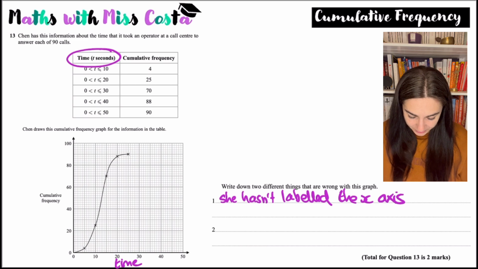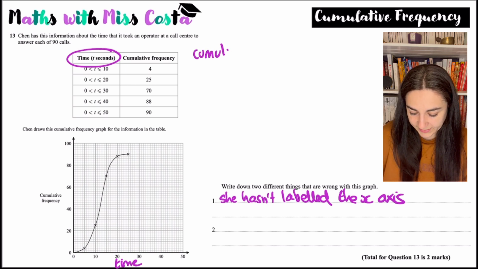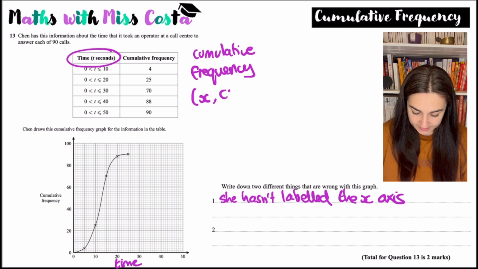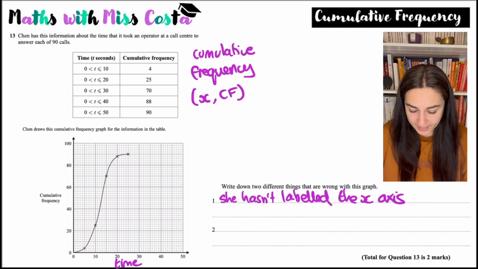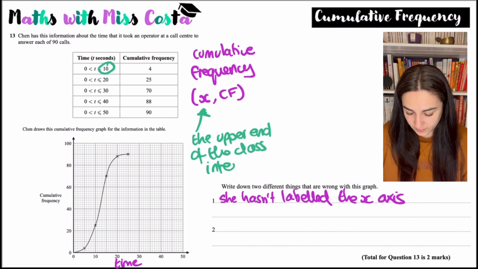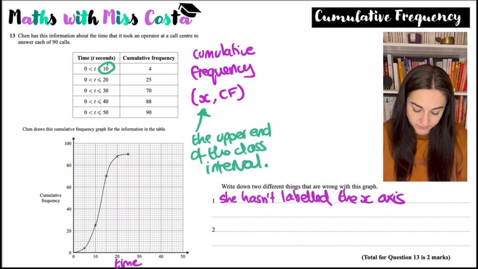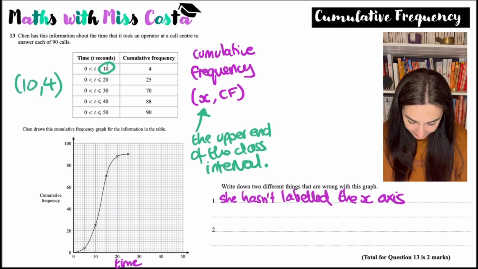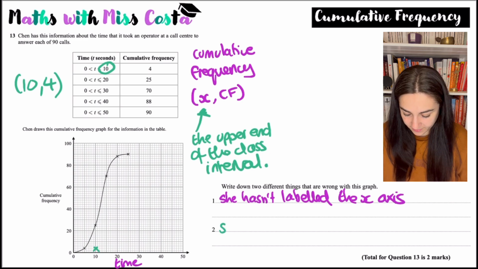It should have been time. Okay, next let's have a look. So whenever you plot a cumulative frequency graph, you always plot it against the x value and the cumulative frequency. So your x value is always going to be the upper end of the class interval. So let's see if she's done that. So the first coordinate should have been 10, 4. Has she done that? So 10, 4 would be over here. No, she hasn't.